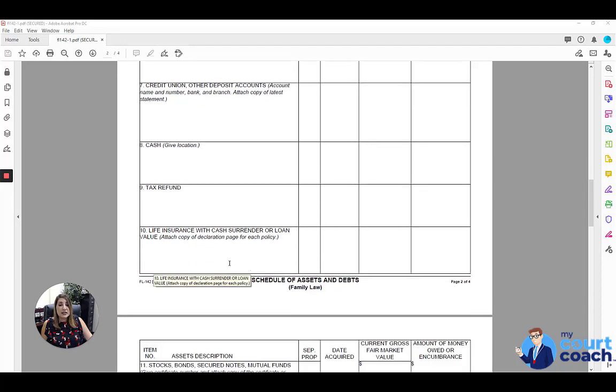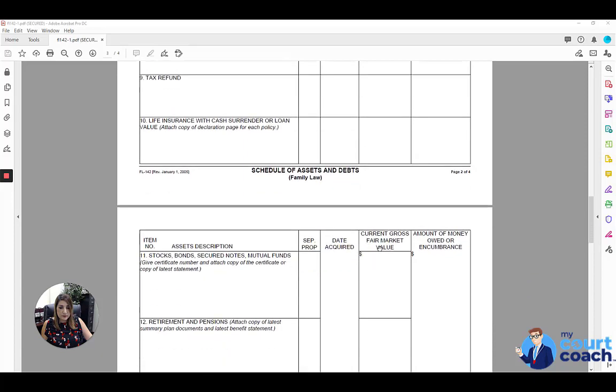Life insurance. This is life insurance with a cash surrender value only. So if it's a term policy, you do not need to disclose it. On the other hand, if it's a cash out policy, then you would need to disclose it here and attach a copy of the declaration page and then list the value, the cash out value in this box.